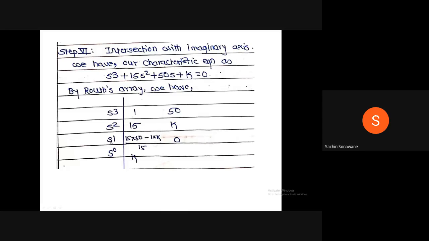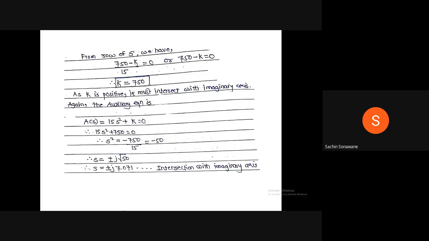Now you have to obtain the value in the s raised to 1 row like this: (15 into 50 minus k into 1) divided by 15, and here it is 0. Similarly, at s raised to 0, the value k will come. Now in the row of s raised to 1, we have (750 minus k) divided by 15 is equal to 0, or 750 minus k is equal to 0. Therefore k is equal to 750.